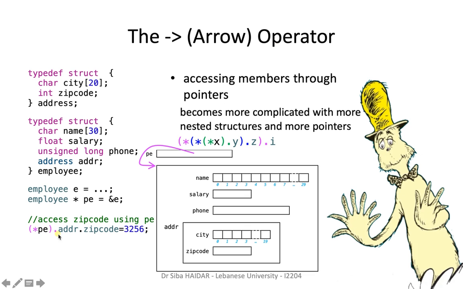Why do we need the parenthesis? If we don't do the parenthesis, the dot operator is stronger than the dereference, so it will think PE dot, and PE is not a structure variable, so there is no field inside PE. So we are obliged by the parenthesis.